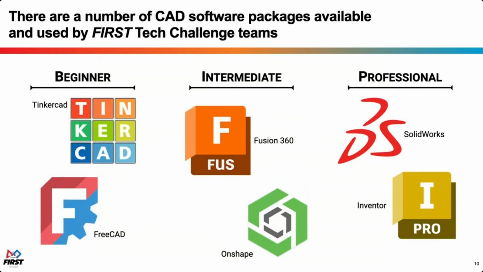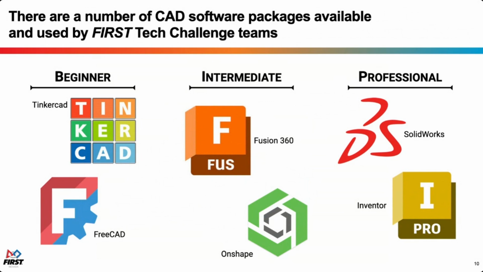So Onshape is not the end all and be all, and it's not the only one on the market. There are a number of CAD software programs out there that teams are using. If you roughly divide them into three categories, there's the beginner CAD programs, the intermediate, and the professional level. The beginner ones you might come across are things like Tinkercad or FreeCAD. These are often taught in the middle schools or sometimes at the high school level. At the intermediate level are things like Fusion 360 and Onshape, which we'll continue using today.